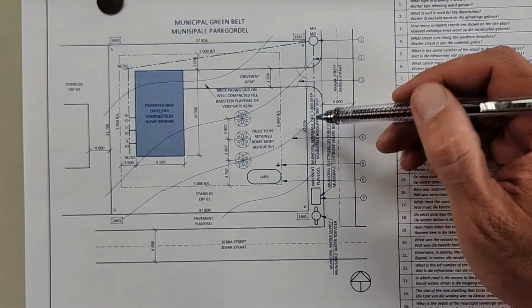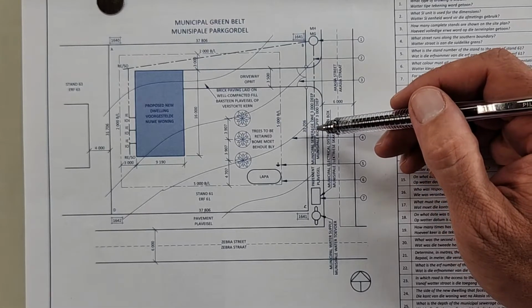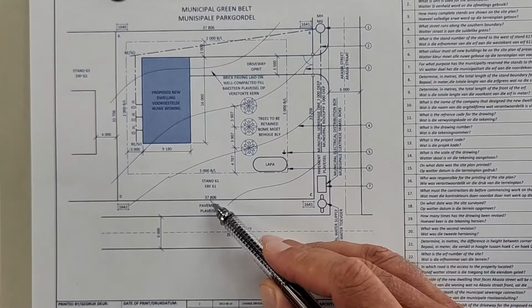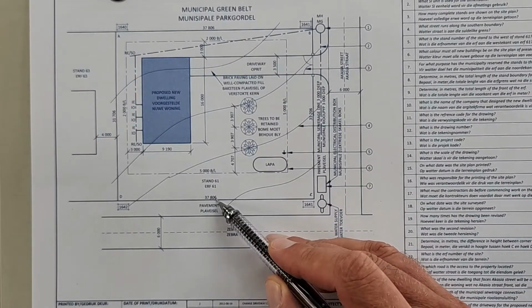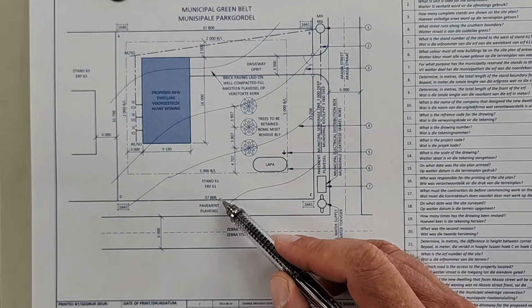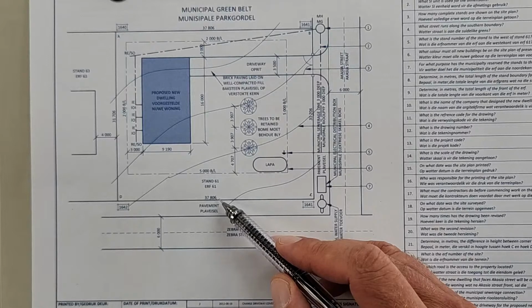Right, 512 meters. Who's doing the calculations here? 31.706 plus 37.806, divided... 69.512 meters.